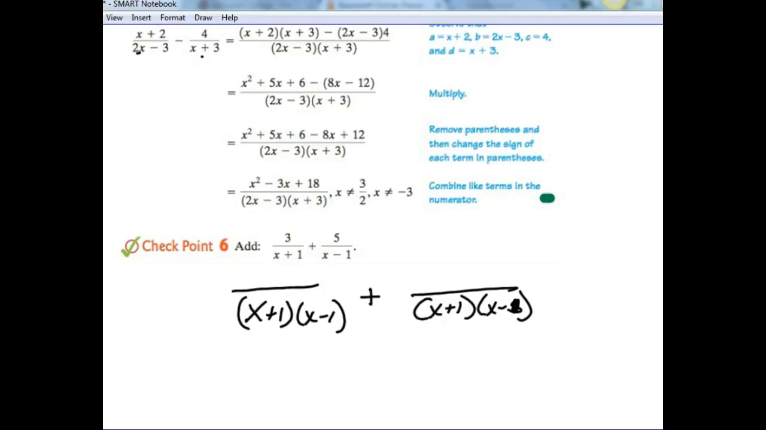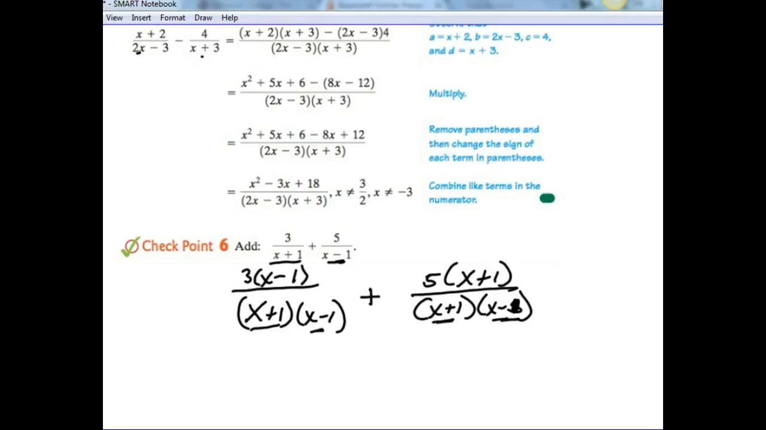Now, because this one already has an x plus 1, all I have to multiply is the top by this number right here. So it becomes 3 times x minus 1. And since the second one was already x minus 1, I'm going to multiply the top by x plus 1. So this one becomes 5 times x plus 1. Again, that's a way to balance everything out.